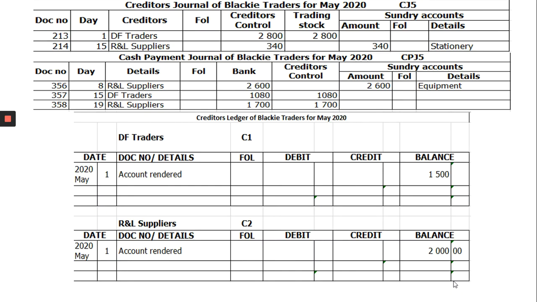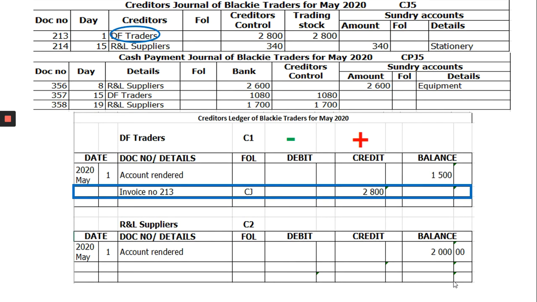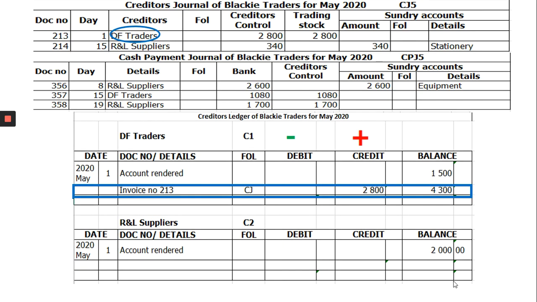We will be starting with Dev Traders. The first transaction of Dev Traders was on the 1st in the CJ, where we bought trading stock on credit. So that means that our debt will increase. The date will still be the 1st. Our document number will be invoice number 213 and we posted it from the CJ. Our debt will increase, so on the credit side we will write 2,800 and our balance then will be 1,500 plus the 2,800, so that will be 4,300.